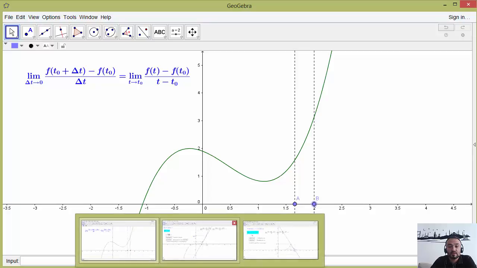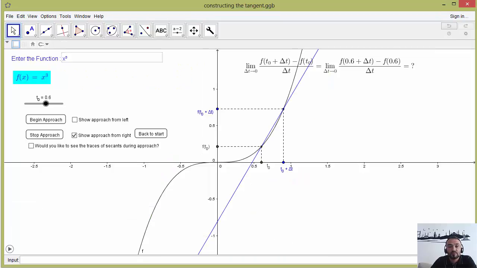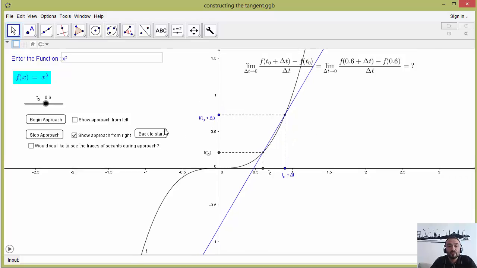Let's start with one of my previously designed applications for this purpose. Yes, my application is here now. You can also find this application in my GeoGebra Tube profile. You can find the link and the explanation in the video.